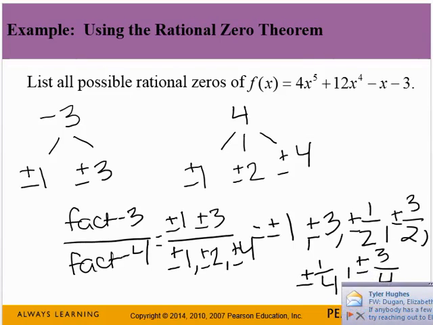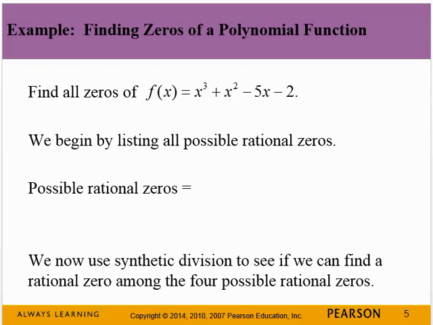All of those are your possible rational zeros. It does not mean they're all actual rational zeros, but they're all possibilities. So let's look at another example.